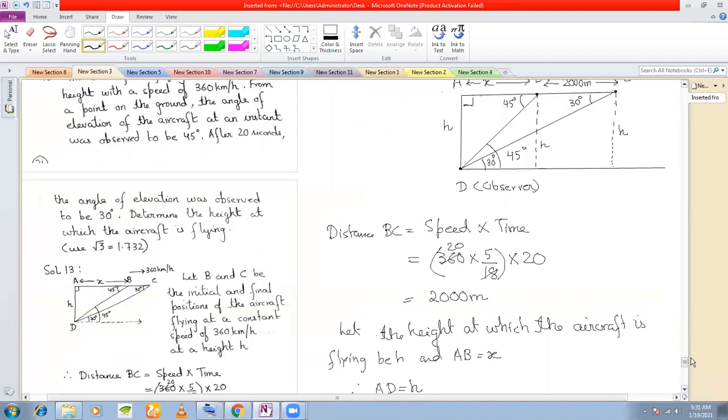Okay. Now this problem was the last problem and it's a little difficult to understand. I know.